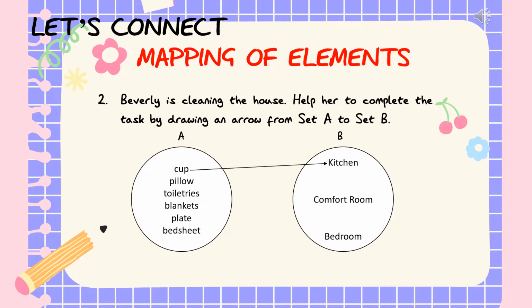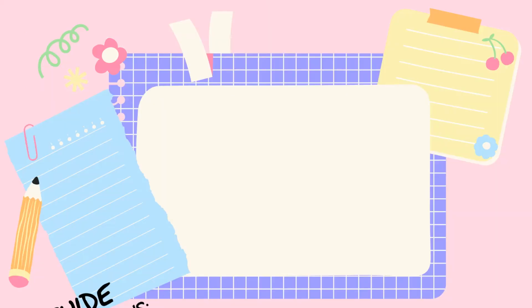So we can connect the cup to the kitchen, the pillow to the bedroom, toiletries to the comfort room, blankets to the bedroom also, plate to the kitchen, and bedsheet to the bedroom. Great! We have helped Beverly clean the house.